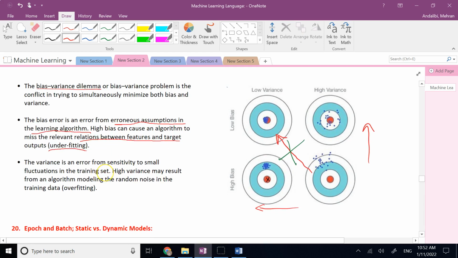Okay, on the other hand, variance is you're overthinking the problem, you're overfitting. You are just being too sensitive to small fluctuations in the training sets. You don't consider those are coming from some random contributions you cannot easily model, and you try to model them as much as you can.